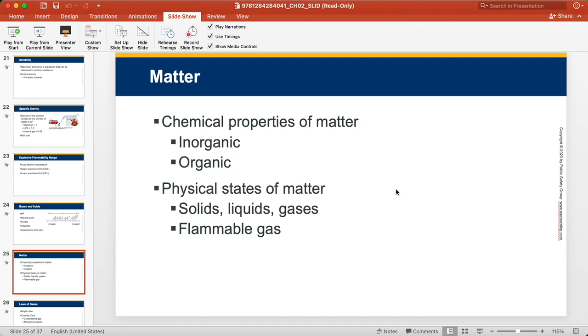Matter. Chemical properties of matter. We have basically inorganic and organic matter. And then we have three different states of matter: solids, liquids, and gases. So, for example, wood is a solid, right? We can convert that into a gas by heating it through a process called pyrolysis.